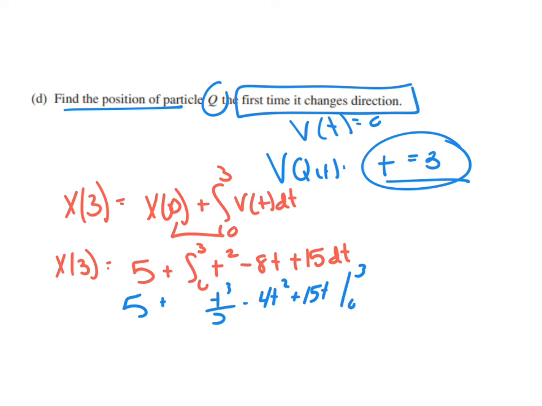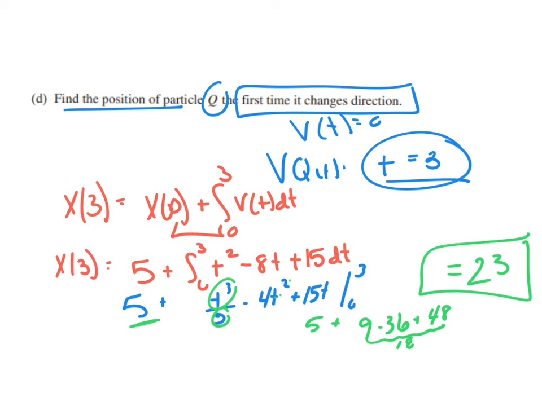If I plug in my 3, 3 cubed is 27 divided by 3, so that's 9. Minus 3 squared is 9 times 4 is 36. Plus 15 times 3 is 45. And I have 5 plus that amount from this 5 sitting here. So I think that gets me, is that 18? So I have 5 plus 18 for a total of 23. Okay. And there you have it.